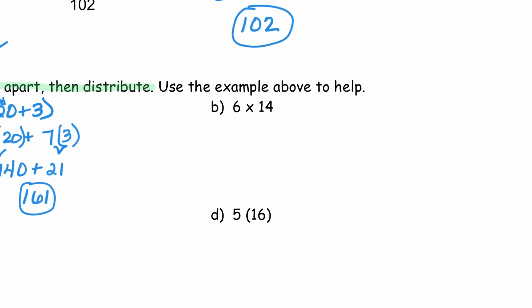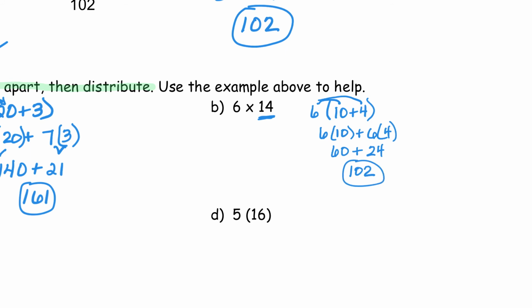Now it's 6 times 14. 6 times, now what number would go on the inside? The second number we're going to break apart. So we're breaking apart the 14, so that would be 10 plus 4. 10 plus 4 is 14. Now I'm simply going to distribute. I have 6 times 10 plus 6 times 4. 6 times 10 is 60, plus 6 times 4 is 24. Final answer is 102. Let's go on to letter C.